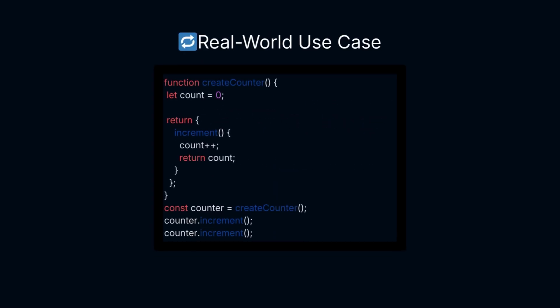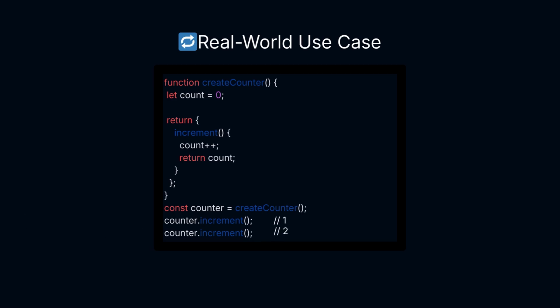Let's see a real-world example, and this is very important. We have a createCounter function and a count variable which is initialized to 0. This createCounter function returns an increment function which increments the count and also returns the count. So now what do you think counter.increment will print for the first time? Yes, it will print 1.